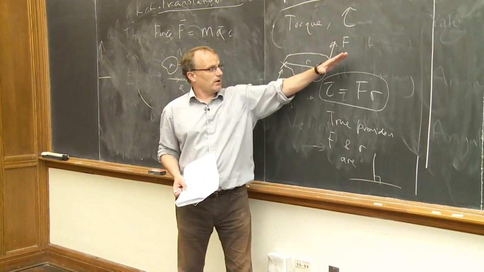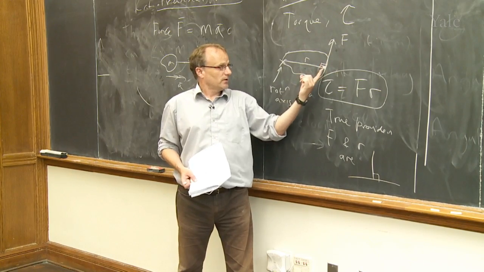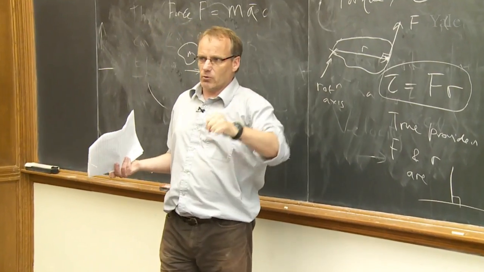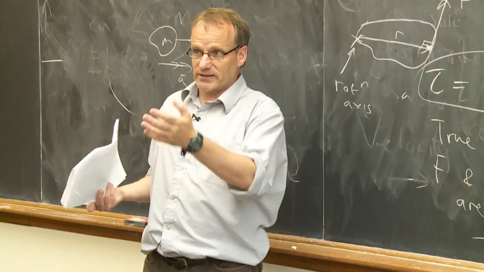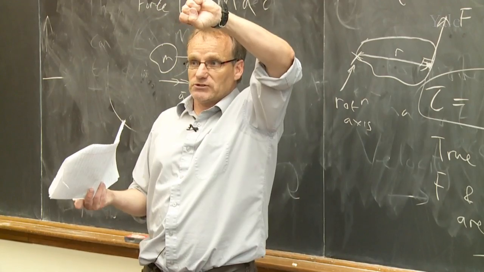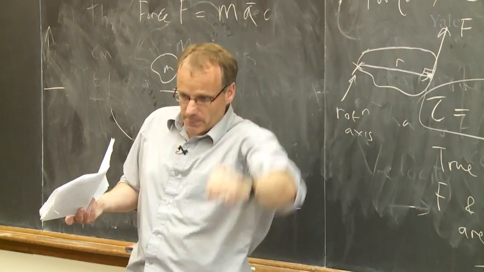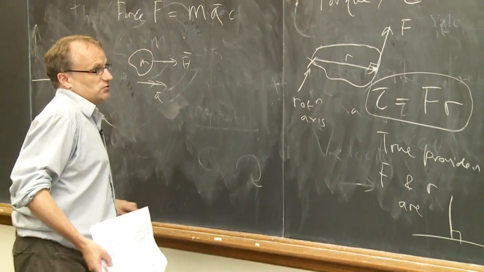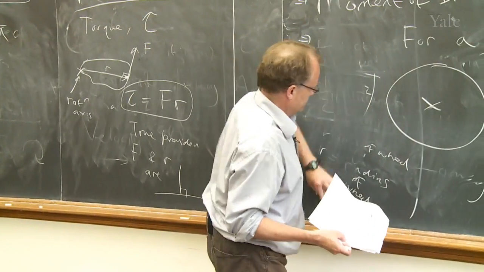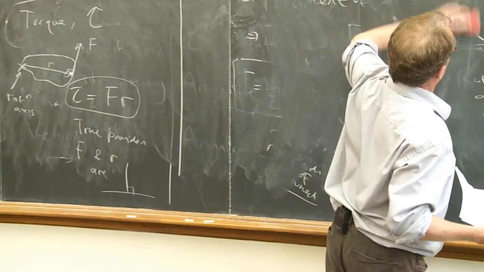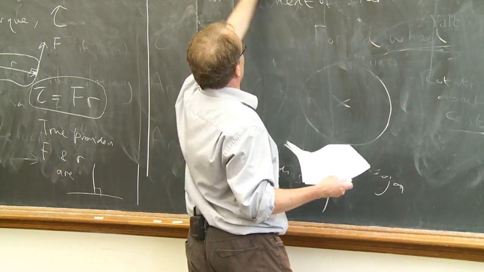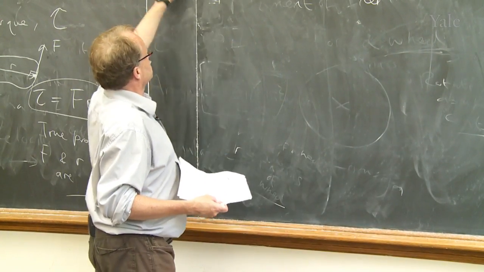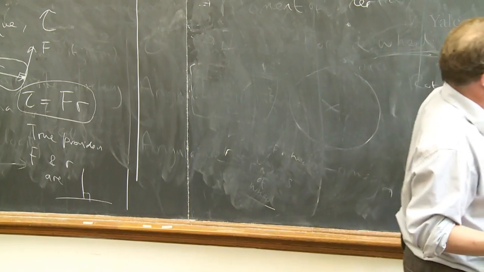Essentially, if F is coming out at some angle, it's like if you're trying to tighten a nut with a wrench. If you want to tighten a nut with a wrench, you would always try to do it perpendicular to the wrench direction. I think that's going to definitely be easier if I draw it. In fact, let's get rid of that as well.